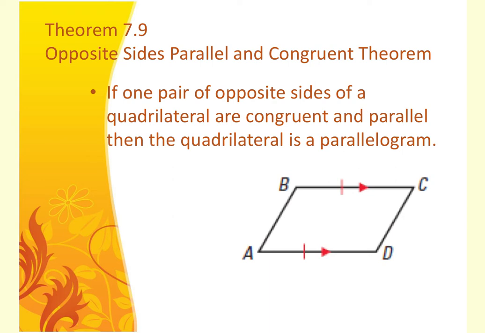Then there's a combination of ones. This puts 2 together, which says if you have one pair, and it has to be the same pair, so the same pair of sides are both congruent and parallel, then it's a parallelogram. This is not a converse because it didn't have one in the original. This says the opposite sides, parallel and congruent theorem. Again, sometimes the wording on the title of your theorem is longer than just saying if one pair is parallel and congruent, then it's a parallelogram.